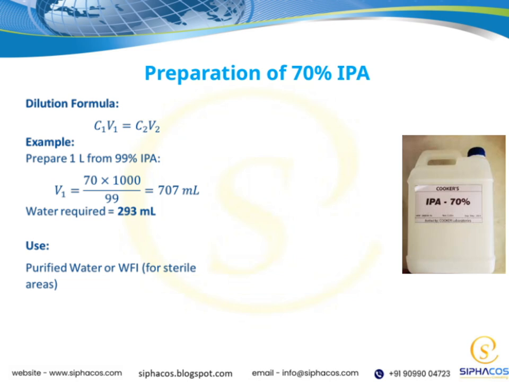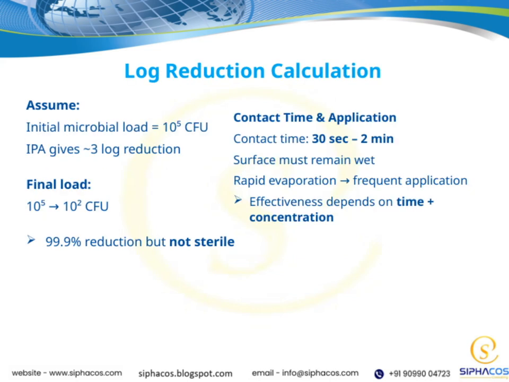When it comes to contact time and application, it's important to remember that the surface needs to stay wet for the disinfectant to be effective. Typically, this contact time ranges from about 30 seconds up to 2 minutes, depending on the situation. Rapid evaporation of the alcohol means we often need to apply it more than once to keep the surface wet long enough. The overall effectiveness really depends on both how long we leave it there and the concentration of the disinfectant. Now, let's talk about how we measure that effectiveness through log reduction calculations.